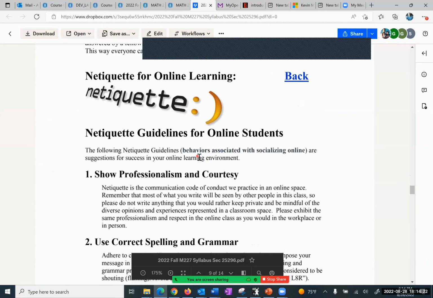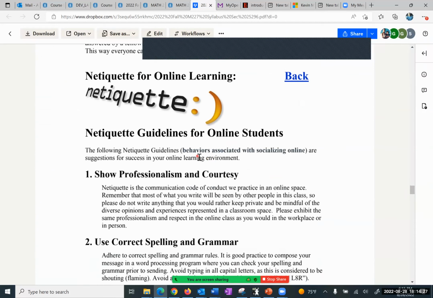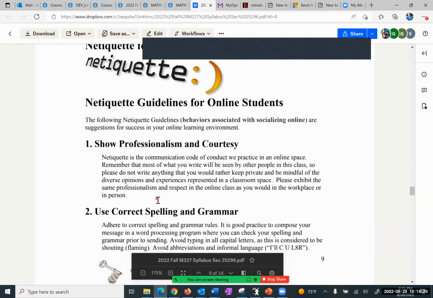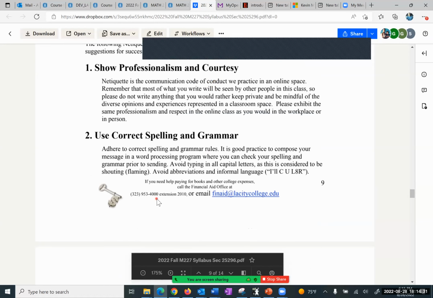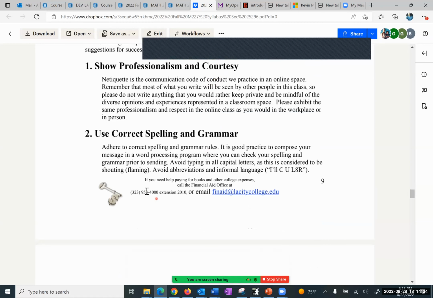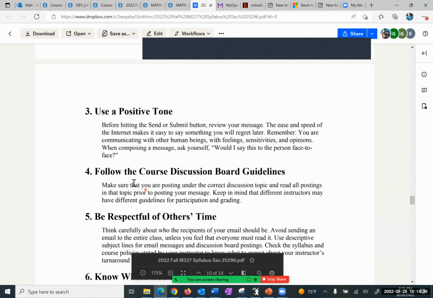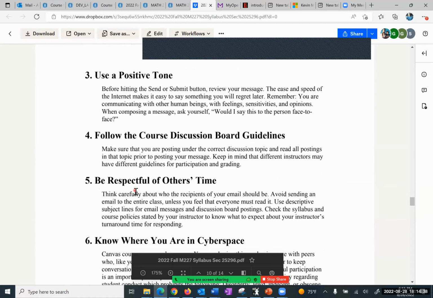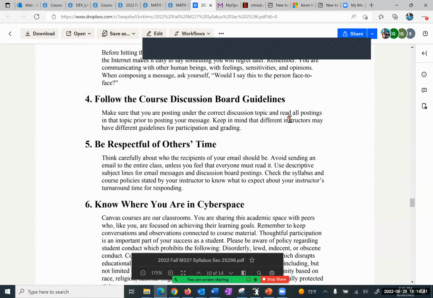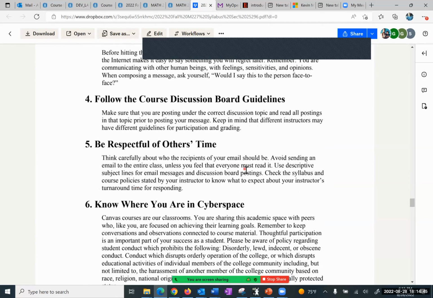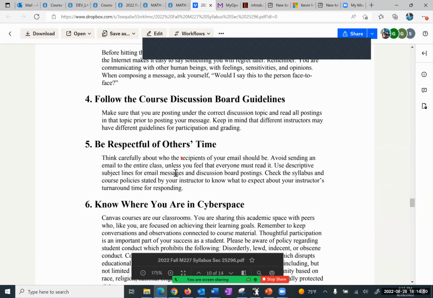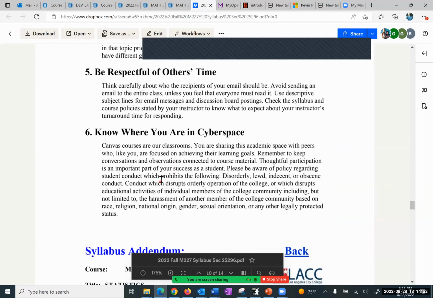In short, we really want to respect everybody. We want to be very courteous to all our fellow students. That's really the bottom line. And then, of course, this is a college course: correct spelling, grammar, positive tone. The course discussion board guidelines and how we can get full credit, I will go over that for you. Be respectful of others and know where you are in cyberspace.